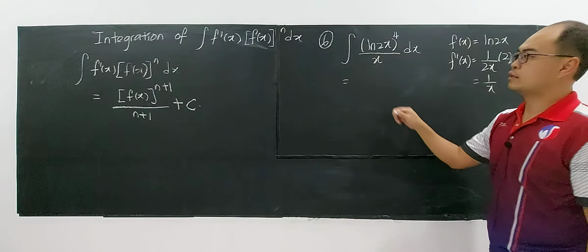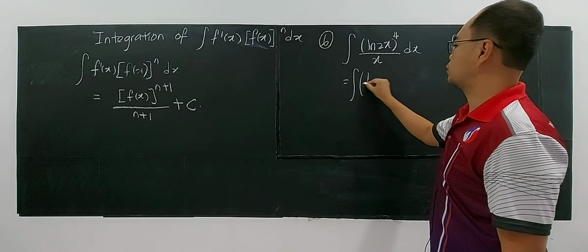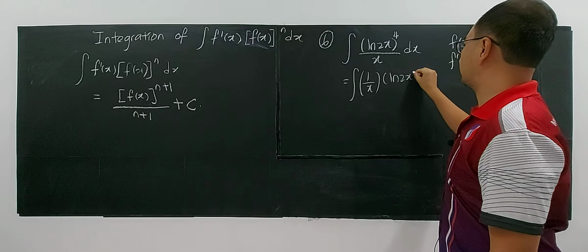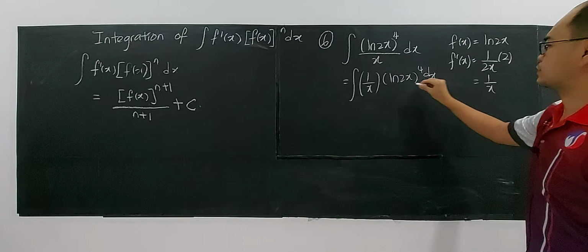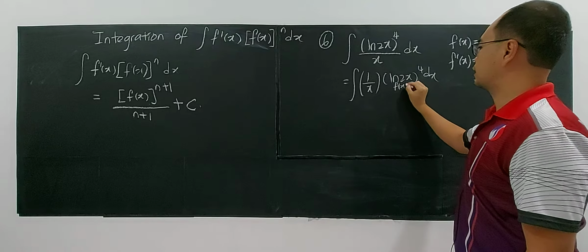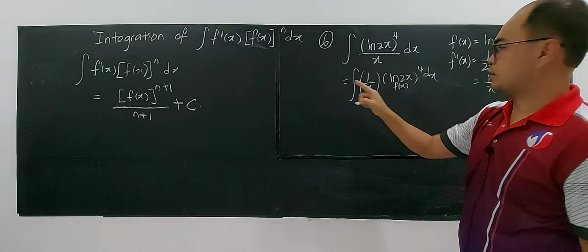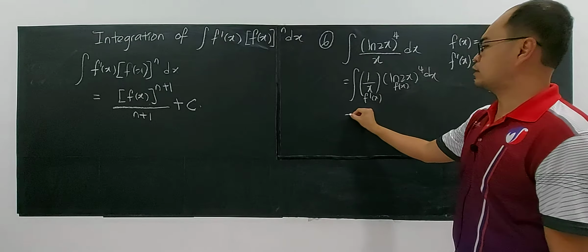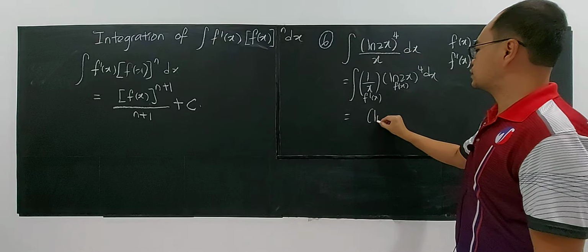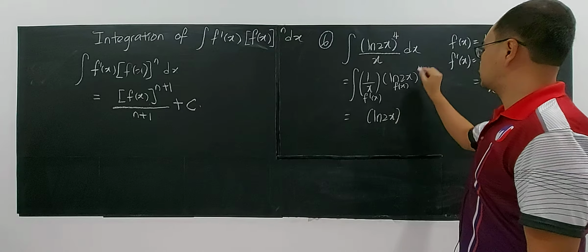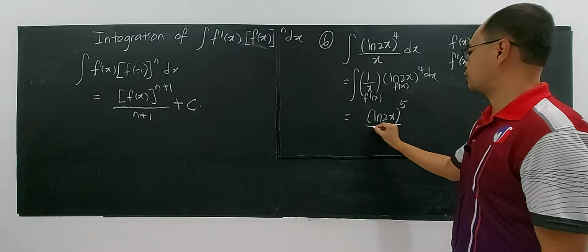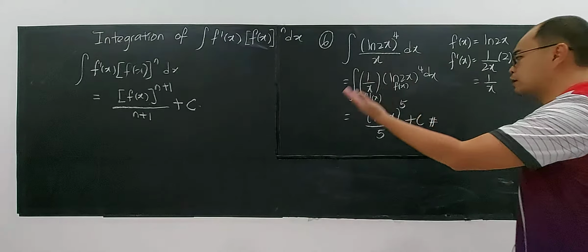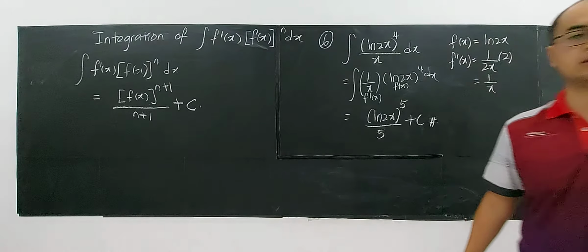I'm lucky, right? Because I can see there is a 1 over x here, and the ln 2x to the power of 4. Exactly, this is your f(x), the requirement. They need an f(x) in the power, and this is your f prime x. So then it is very simple: you take ln 2x, add 1 to the 4 and divide by 5, plus c. When you apply the formula it will be faster, but you have to remember the formula.